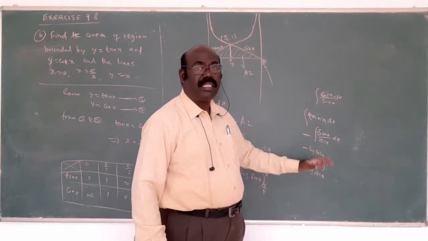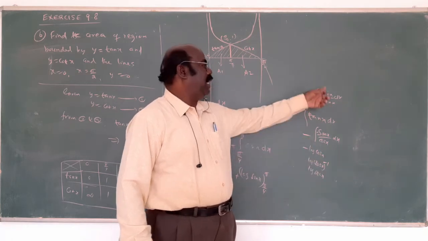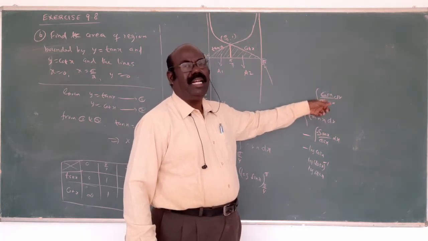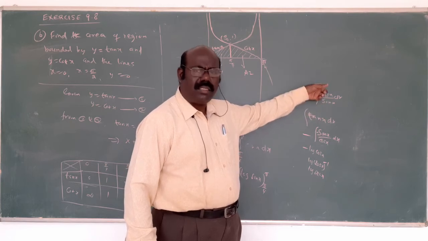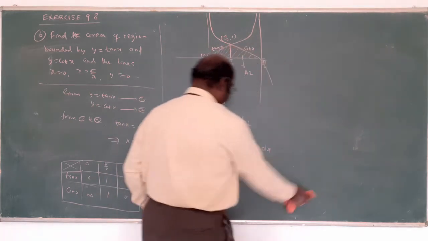So take the inverse: cos x whole inverse, that will be 1 by cos, that is secant. For cot x, which is cos by sin, the denominator is sin x, and the differentiation of sin x is cos x. This is a derivative formula.